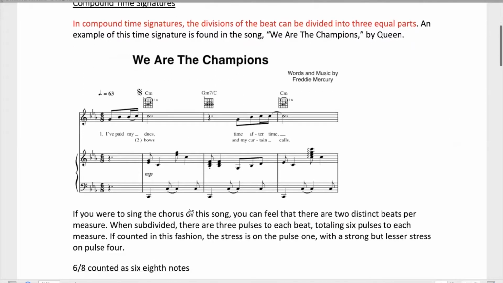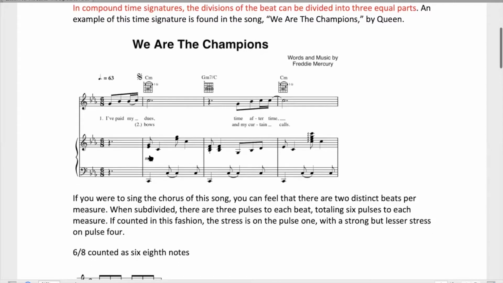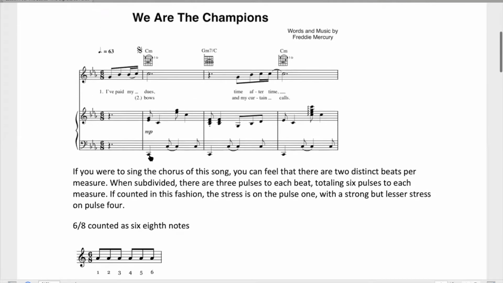If you would take a look here, in the time signature of 6/8 time, and if you recall, the lower number tells you the type of note that counts as the beat. In this case, it is an eighth note. There are 6 beats to a measure, meaning that there are 6 eighth notes to a measure. If you were to sing the chorus of this song, you can feel that there are 2 distinct beats per measure. When subdivided, there are 3 pulses to each beat, totaling 6 pulses to each measure. If counted in this fashion, the stress is on pulse 1, with a strong but lesser stress on pulse 4.